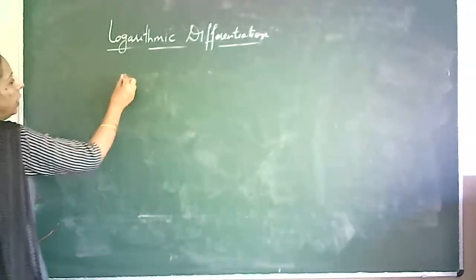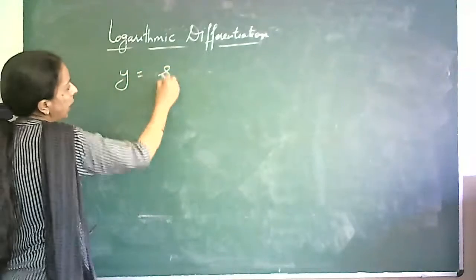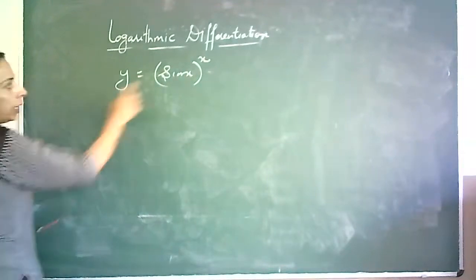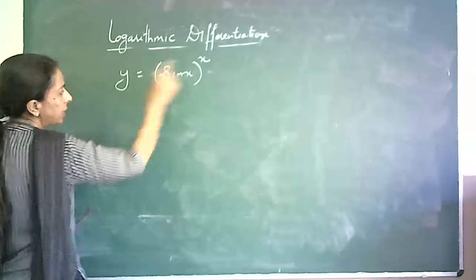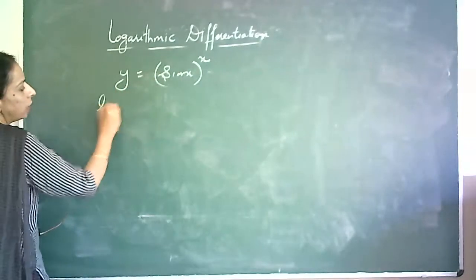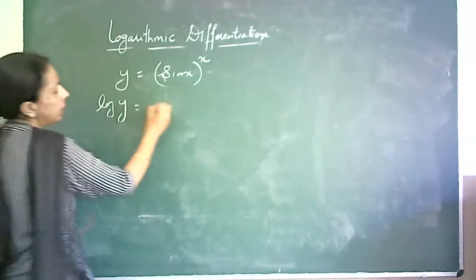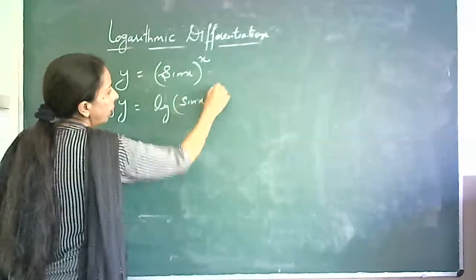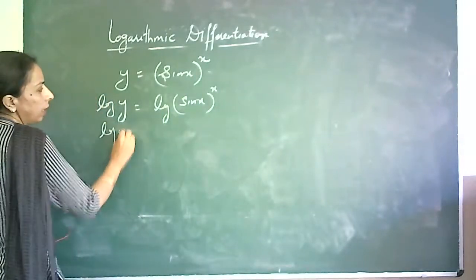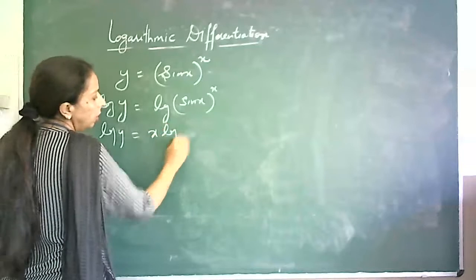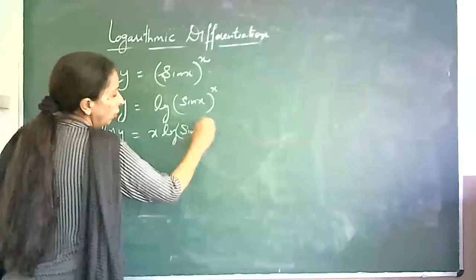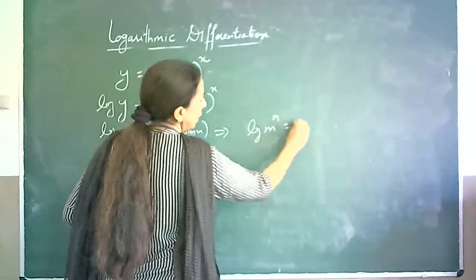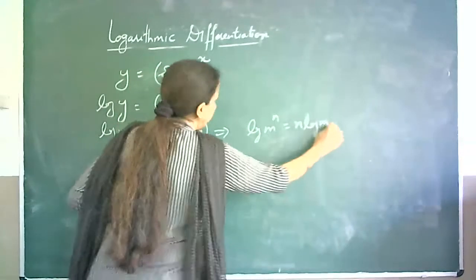For example, if I have to differentiate sine x raised to power x. Now here x is again a variable, sine x. So take log both sides. It will become log y is equal to log sine x raised to power x. So log y is equal to x log sine x. I hope you know this property of log, that log m raised to power n is n log m.